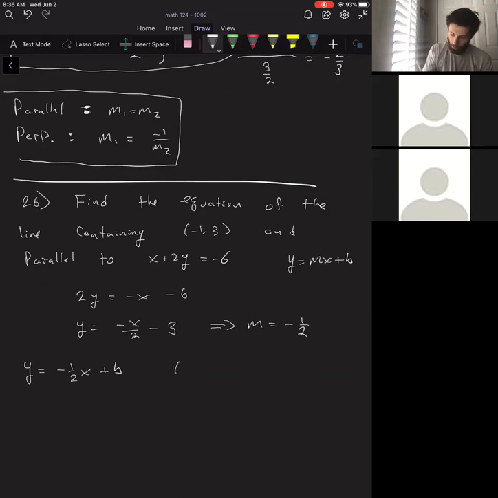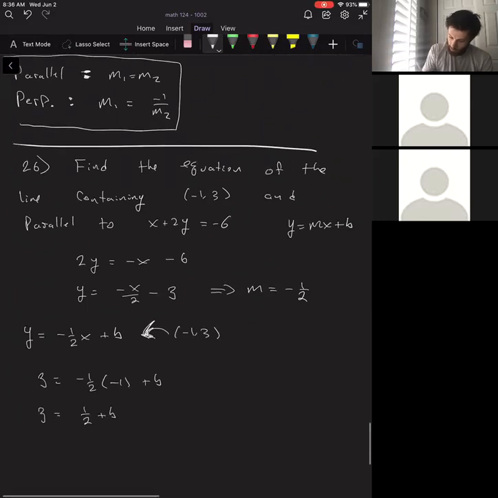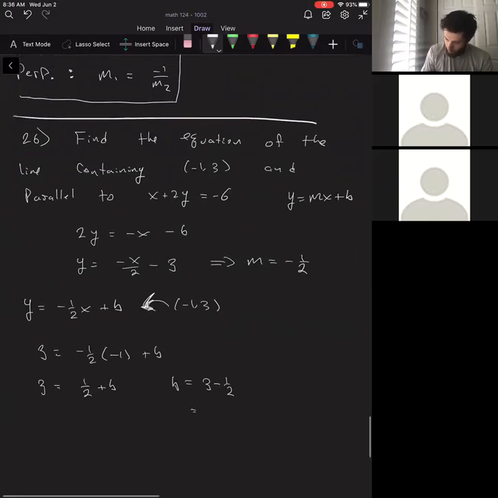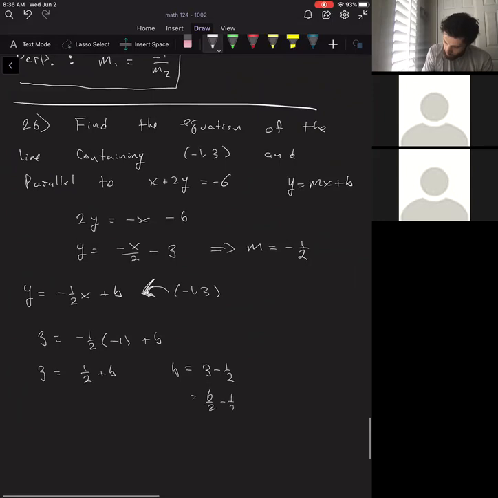So what we could do is take our point, -1, 3, and plug it into the line over there. So y is 3. We get 3 is equal to -1/2, x is -1, plus b. So we get 3 is equal to 1/2 plus b. Subtract the 1/2 over, we get b is equal to 3 minus 1/2. Common denominator, we'll have 6/2 minus 1/2, which is equal to 5/2. So b is going to be 5/2. If we plug that in, we get y is equal to -1/2 x plus 5/2.